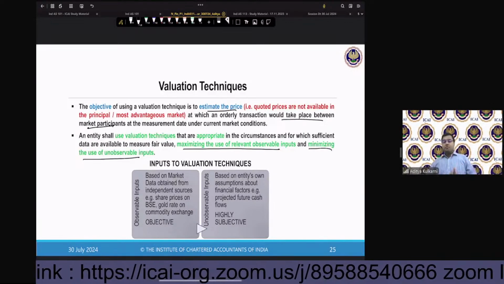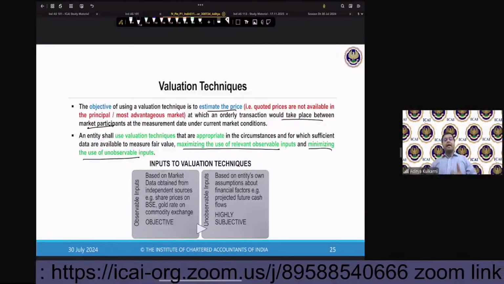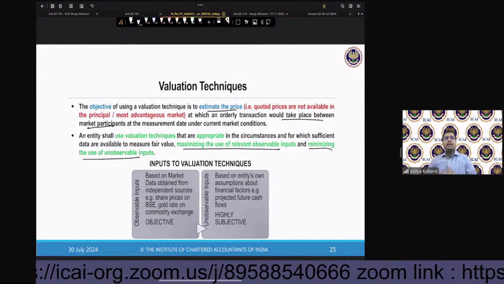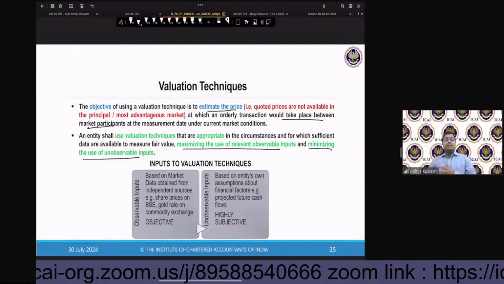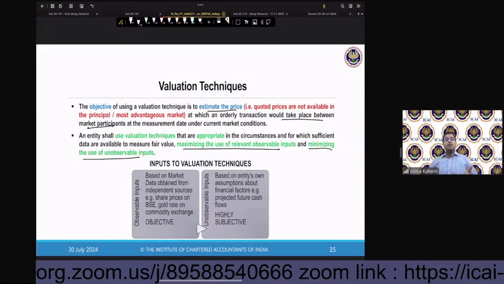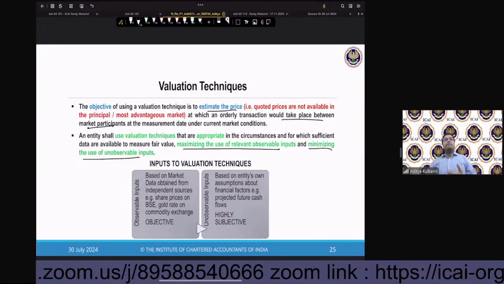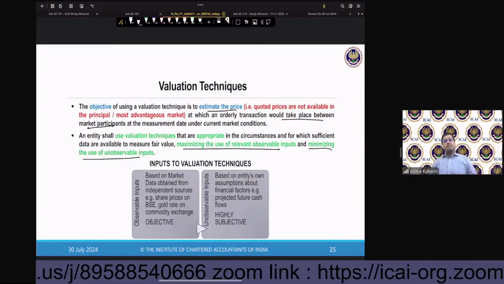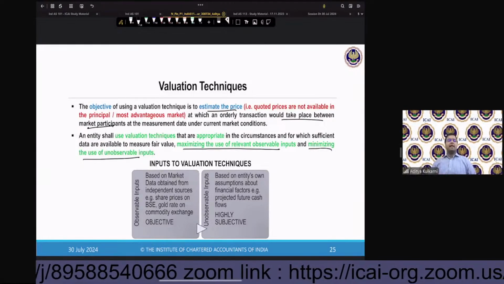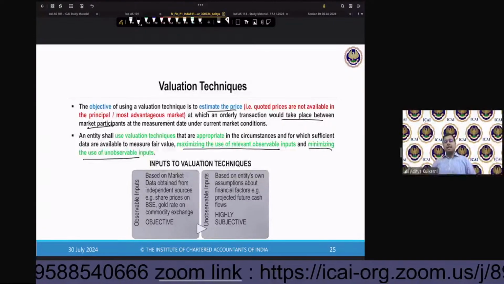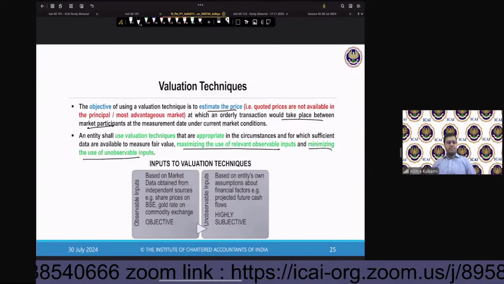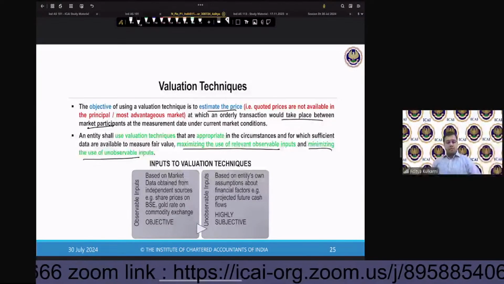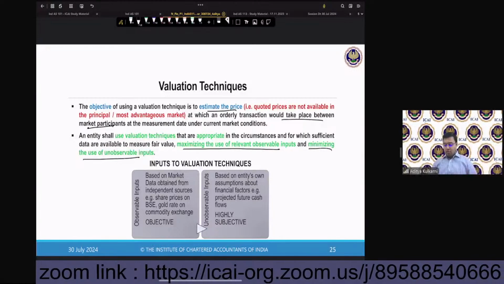Which one should you prefer? Obviously, I will prefer that method, that input, where bias is the least, where estimations are minimal, where assumptions are minimal, where you are having your objectivity maximized. So if you look at observable inputs, you can straight away put that as the value. Are we okay with this? Yes. So the rule is maximize use of observable inputs, minimize the use of unobservable inputs.